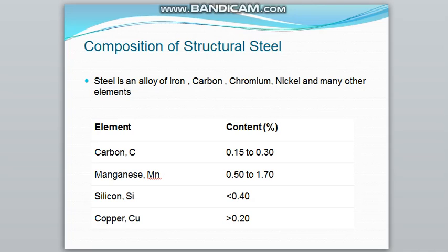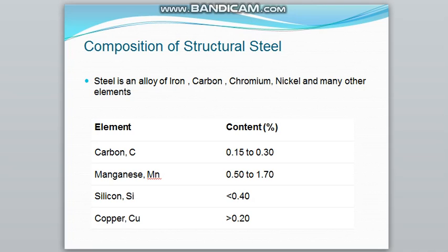Next, silicon. Along with aluminium, silicon is one of the principal deoxidizers for structural steel. It normally appears in amounts less than 0.4%. Now, we have discussed the structural steel composition. Here we can see that carbon content ranges from 0.15 to 0.3%. Carbon is inversely proportional to ductility. As carbon content increases, ductility decreases.